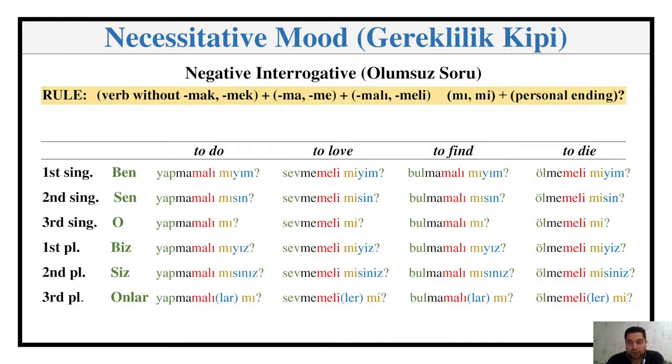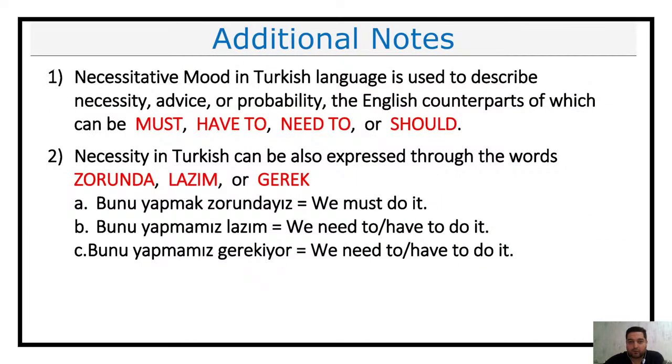I have to also give two notes in regard to this mood, and these are the following. First of all, the first note is that the necessitative mood in the Turkish language is used to describe necessity, advice, or probability, the English counterparts of which can be must, have to, need to, or should. So whenever we use malı, meli, we usually mean one of these four, depending on the situation, depending on the context.